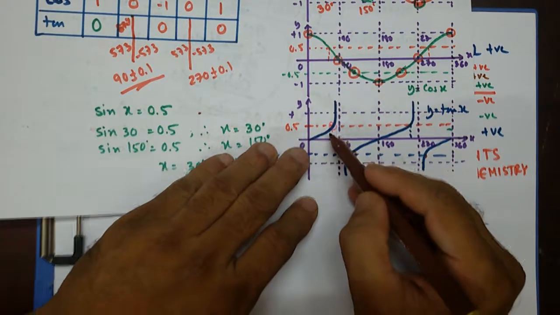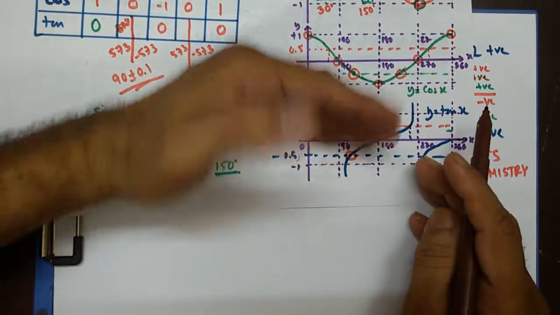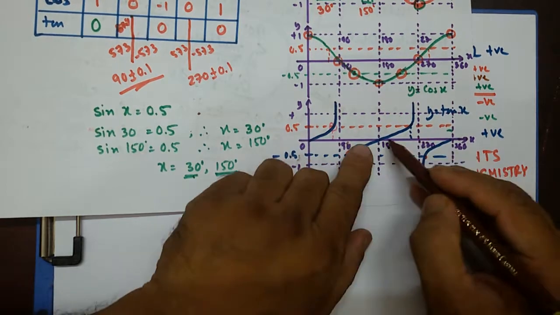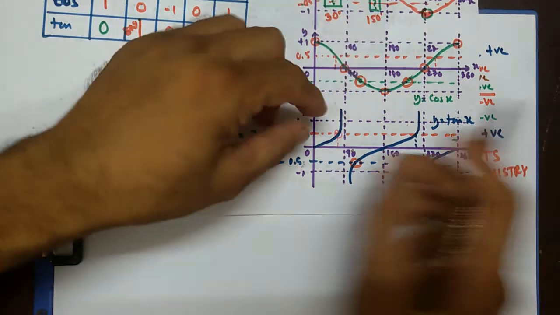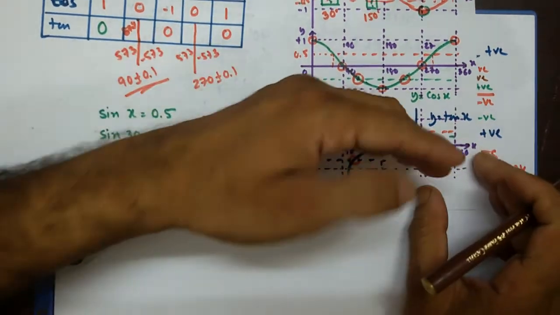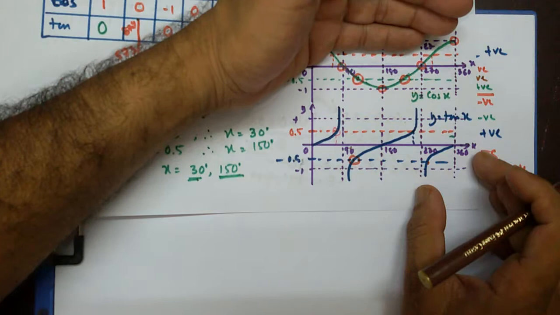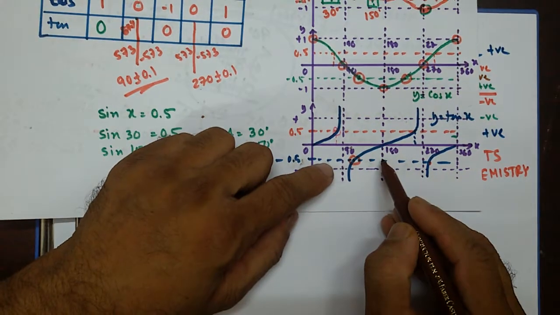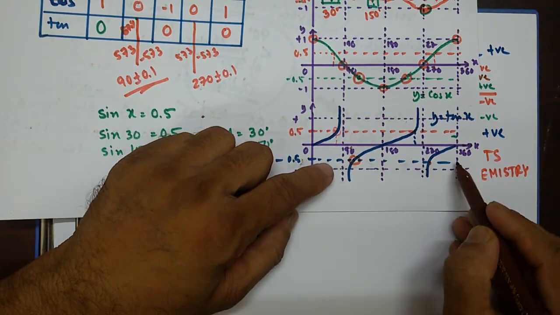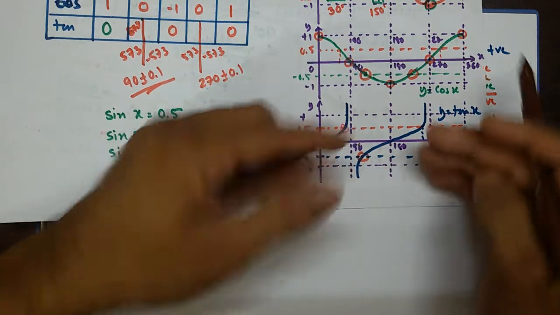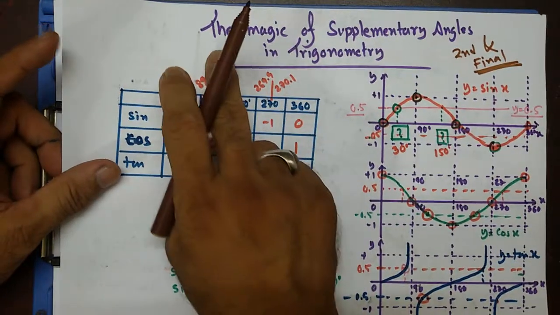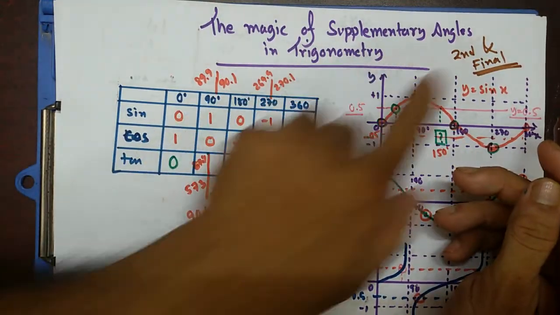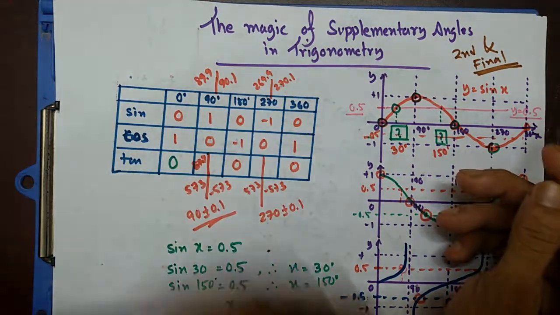Tan is positive in the first quadrant, 0 to 90, you can see that it's above the x-axis, and over here 180 to 270 is also above the x-axis. So in the first and third quadrants, tan is above the x-axis, it's positive, and from 90 to 180 and 270 to 360, that means the second and fourth quadrants, tan is below the x-axis, therefore this is negative. So we proved that. Now we are ready to see what magic the supplementary angles do in trigonometry.